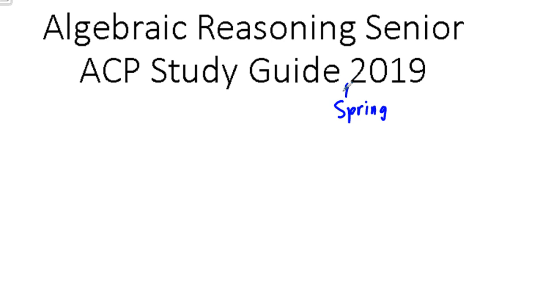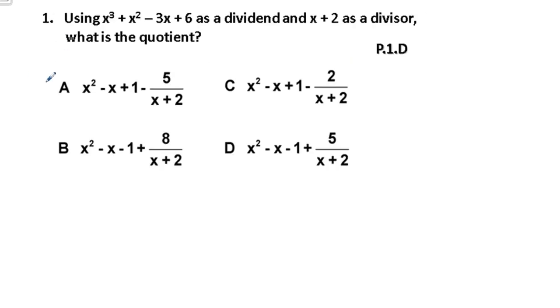So let's go to the problems. There are going to be 12 of them. Using x cubed plus x squared minus 3x plus 6 as the dividend, and x plus 2 as the divisor, what is the quotient? There are different ways to do this.